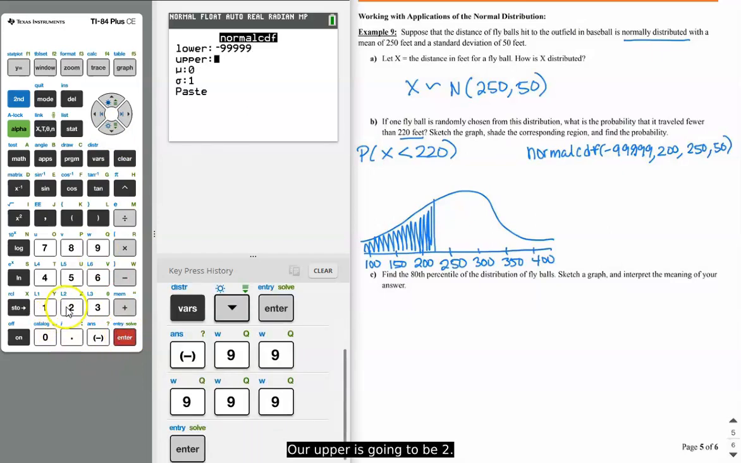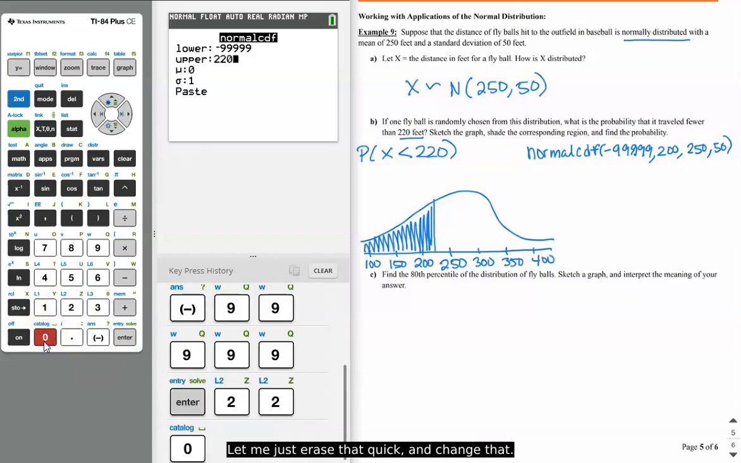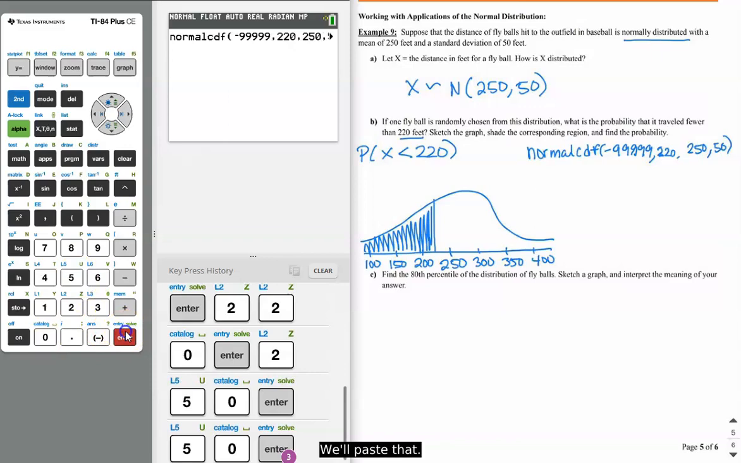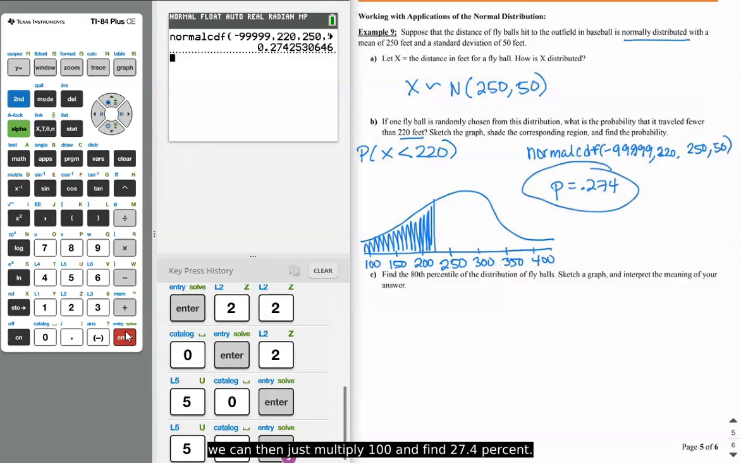Our upper is going to be 220. I noticed I wrote 200, it should be 220, that's the number we're looking at. So let me erase that quick and change that. My mean in this case is 250 because I have not converted it to a z-score, and my standard deviation is 50. We'll paste that. And so we find that the probability, or the area, is roughly 0.274. Again, if it wanted it as a percentage, we can multiply by 100 and find 27.4%.